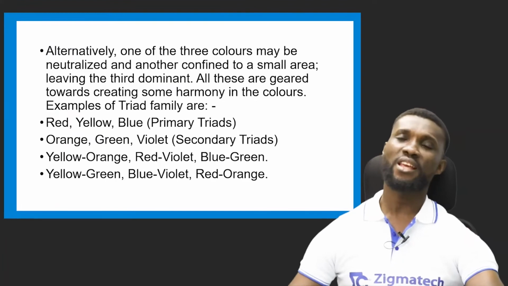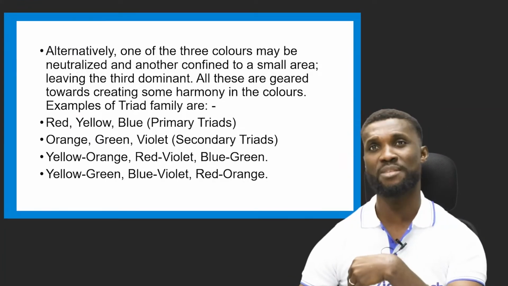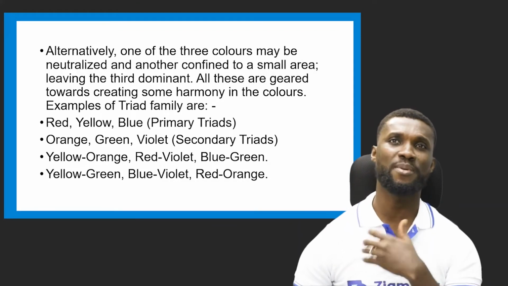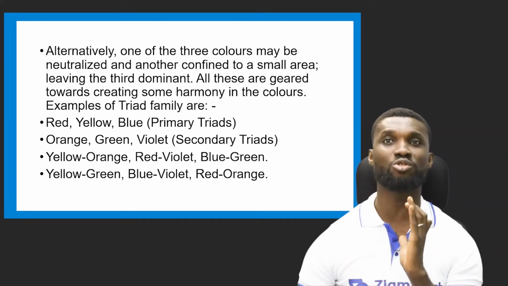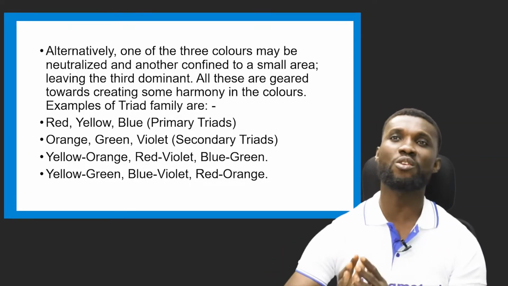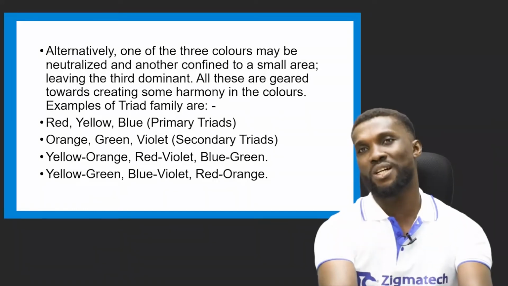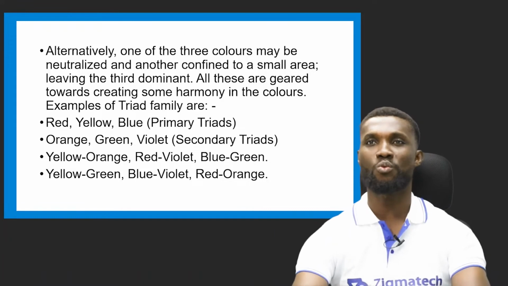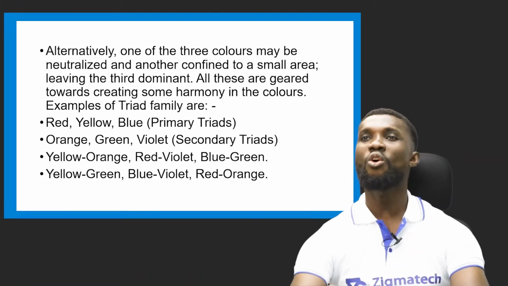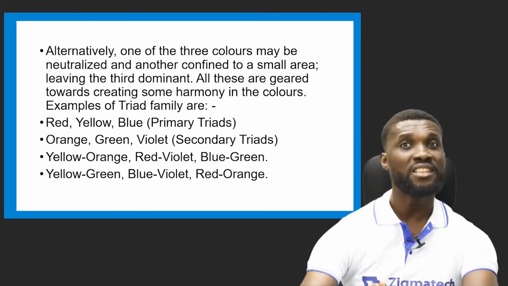Now let me show you a picture of that triad. But before we see the pictures, let's go further to explain the triad. Alternatively, one of the three colors may be neutralized and another confined to a small area. When you neutralize one, you confine one to a small area and then you leave the third one to be dominant. All these are geared towards creating some harmony in the color.